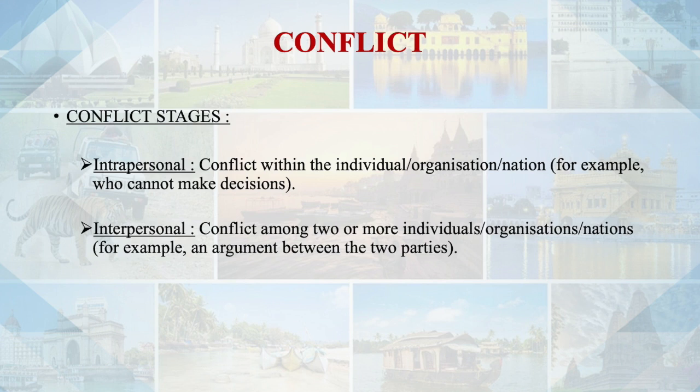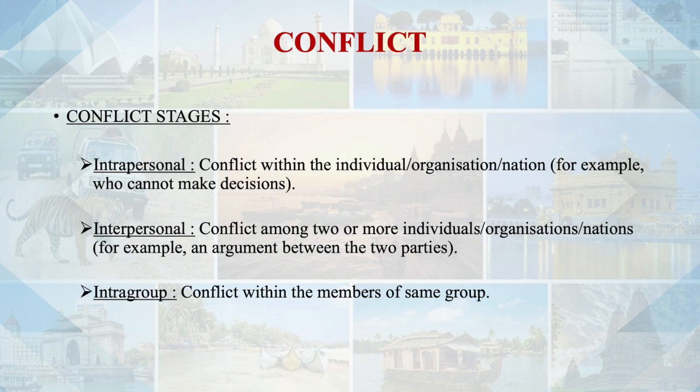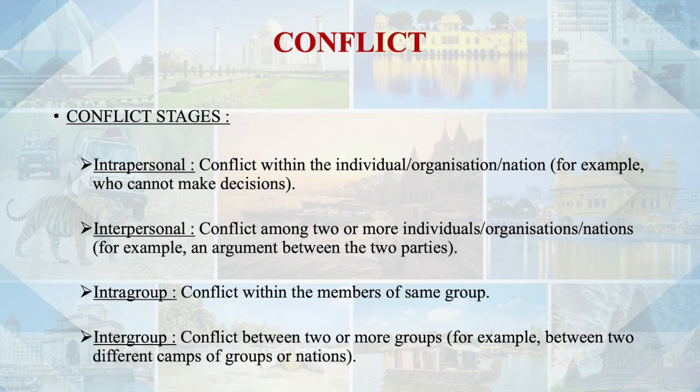Now we come to the second stage of conflict, that is known as interpersonal, between 2 or more. So conflict among 2 or more individuals or organizations or nations. For example, any kind of argument between 2 or more than 2 parties. So it will also be known as interpersonal conflict. Third is intragroup, when the conflict is within the members of the same group. And next one is intergroup. So when the conflict is between 2 or more groups, for example, between 2 different camps of the group, 2 different think tanks, this kind of conflict will be known as intergroup conflict.